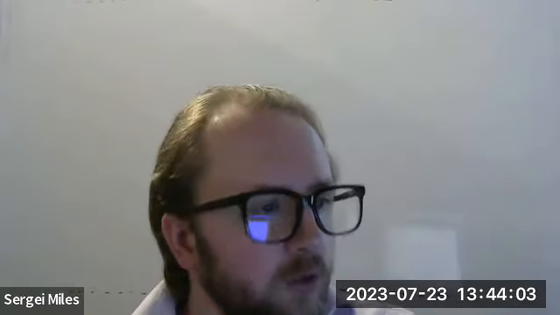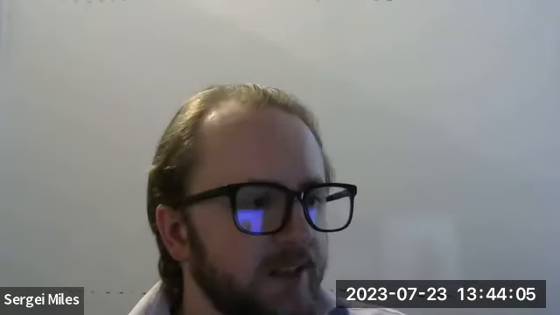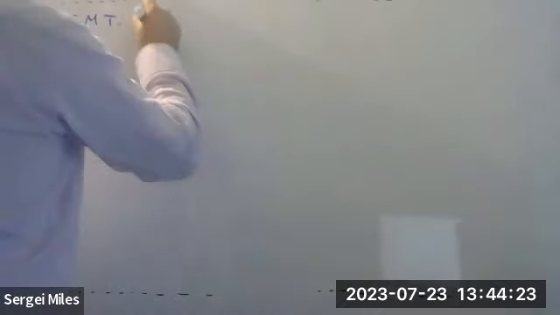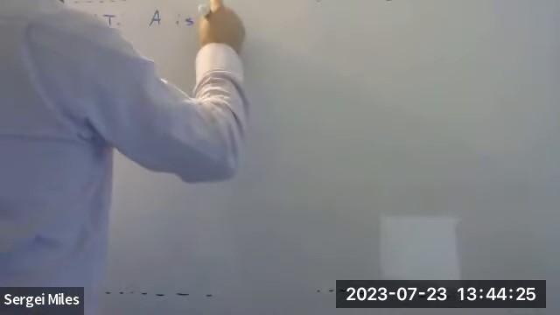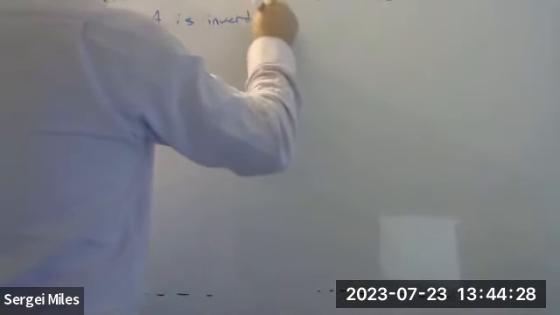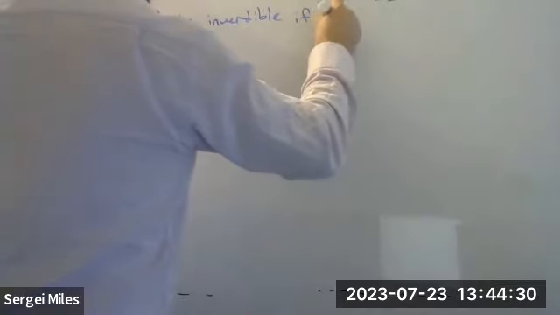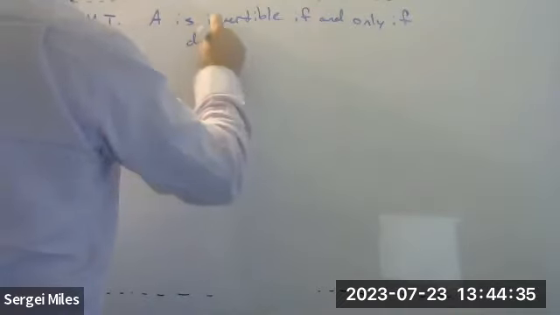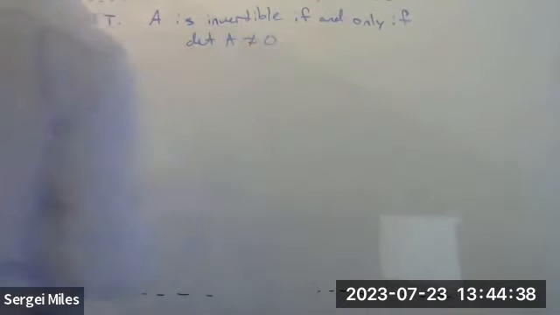All right, so in 3.1 we are discussing the determinant. So let's get into that. Some reminders. We know from the invertible matrix theorem that a matrix is only invertible. Let me write it out here. Invertible matrix theorem: A is invertible if and only if the determinant of A is not 0.